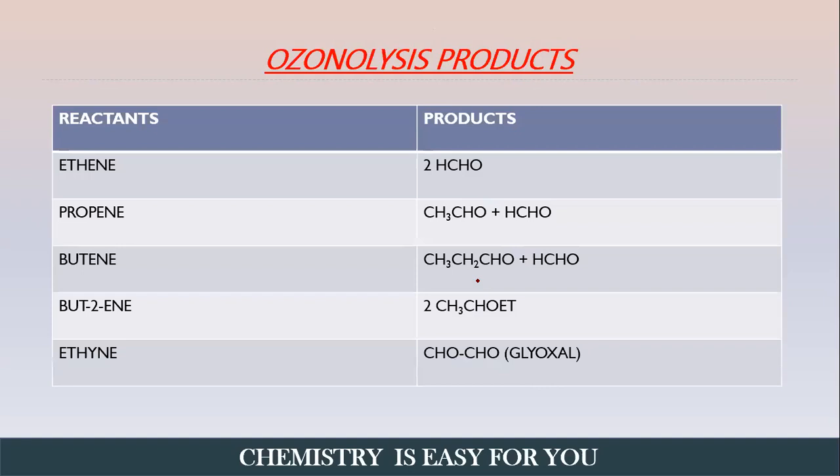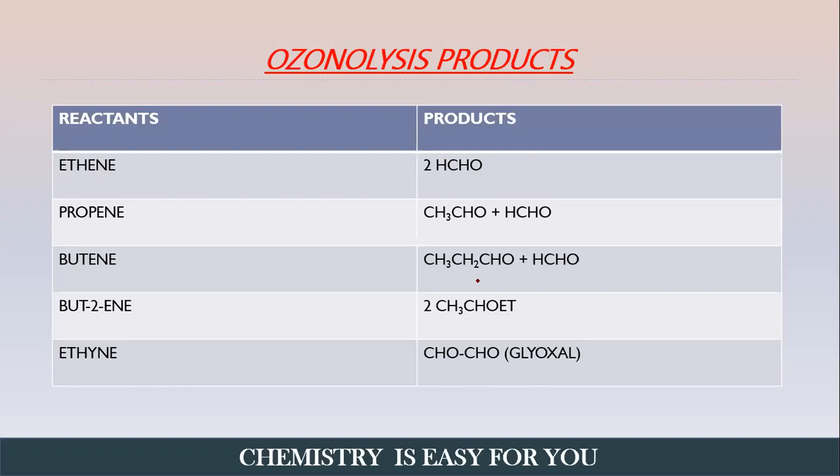So we get these two aldehydes, and in but-2-ene you'll get 2 CH3CHO, and then in ethyne we'll be getting CHO-CHO, which is glyoxal. So these are commonly asked ozonolysis reactants and their products. You could take a screenshot or just write this down for your future reference.